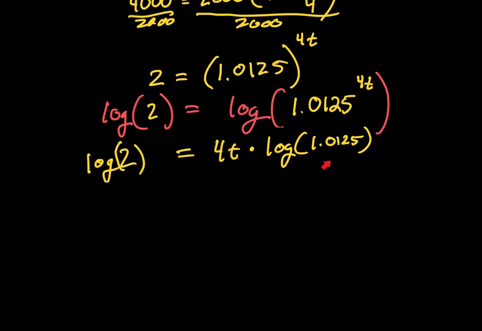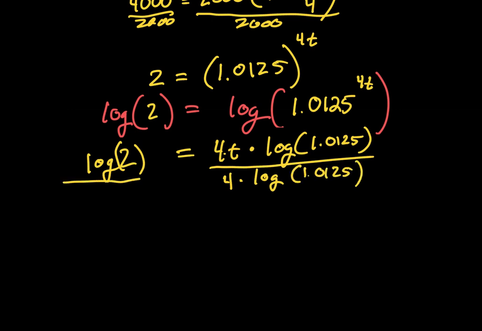Which again, the log of this, although it looks like it might be variable-ish because there's letters and all, but this is a number. You plug in 1.0125, take the log of it, it's a number. I have 4, I have t, and they're all multiplying. And I need to get t all by itself. So on this side, I'm going to divide by 4. And I'm going to divide by the log of 1.0125.